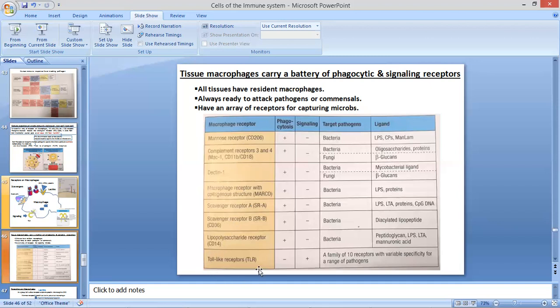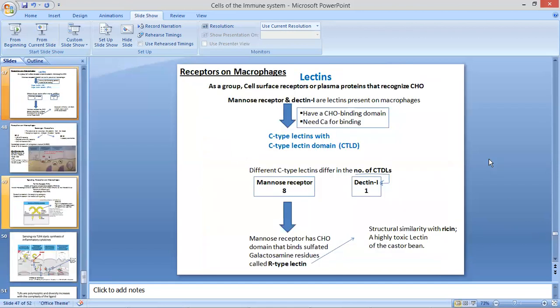And there are signaling receptors which are known as the toll-like receptors. It's a family of 10 receptors with variable specificity for a range of pathogens. And these toll-like receptors are going to lead to initiation of this process of inflammation, which is a protective response of your body, in which the macrophage is going to signal other cells via chemotactic factors to come to the site of infection and fight off the pathogen or kill the pathogen. So a little bit of detail about these receptors.